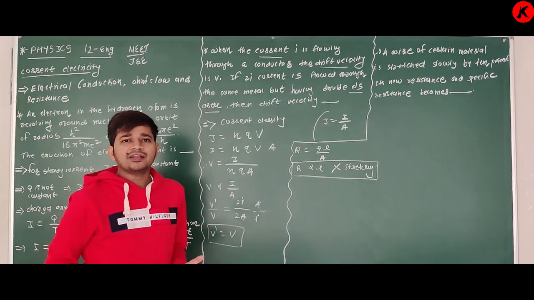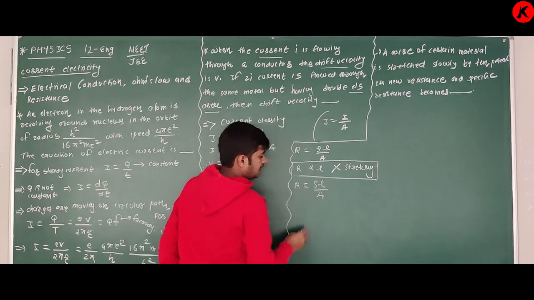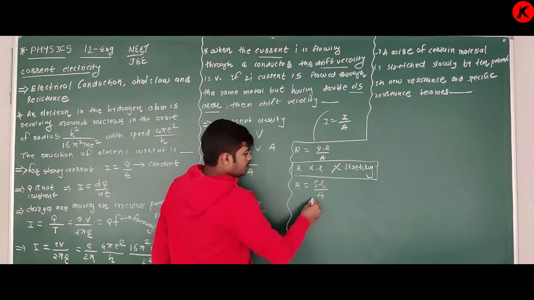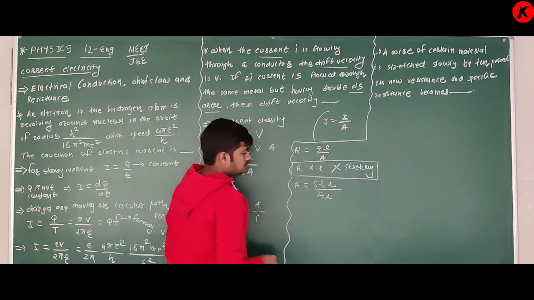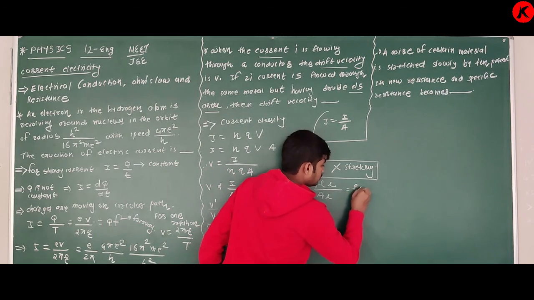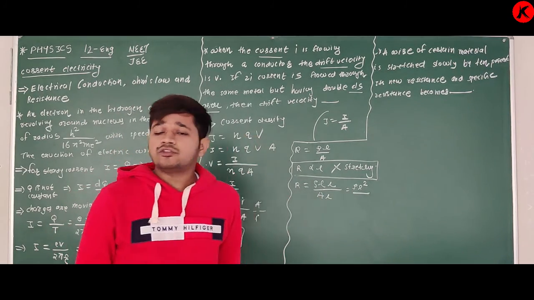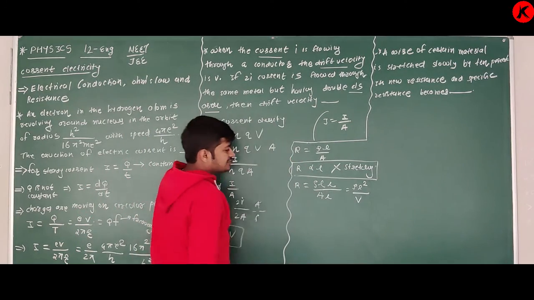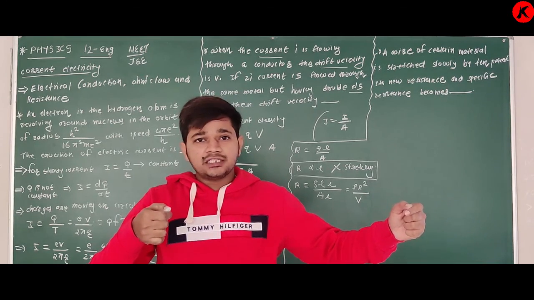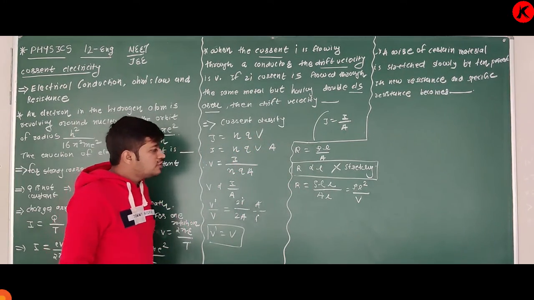So how to make the relation? R is equal to rho L upon A. Now I will multiply numerator and denominator both by L. So it is rho L square upon A into L. A is cross-sectional area, L is length, and A into L is nothing but the volume V. In the stretching process, length increases, cross-sectional area decreases, but the initial and final volume remain the same.